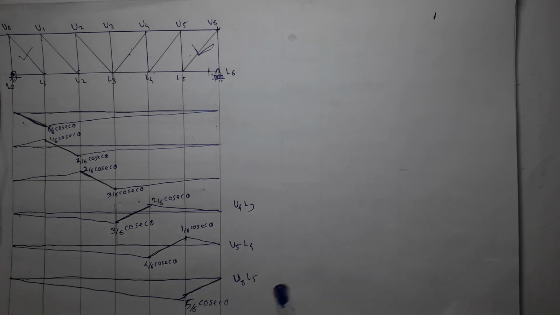Now in the next video, I am going to compare the ILDs for all these members. That is top chord horizontal members, bottom chord horizontal members, the vertical members and diagonal members. So what is different, why the difference is there, all those things I am going to discuss in the next video. So don't miss the next video.